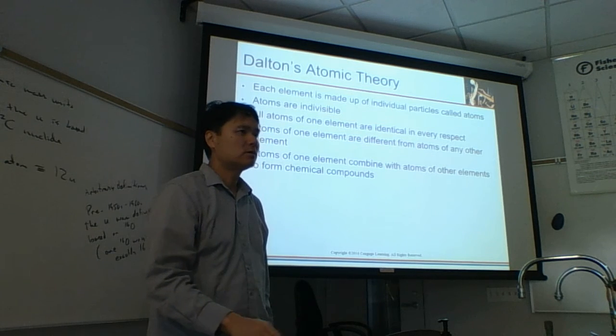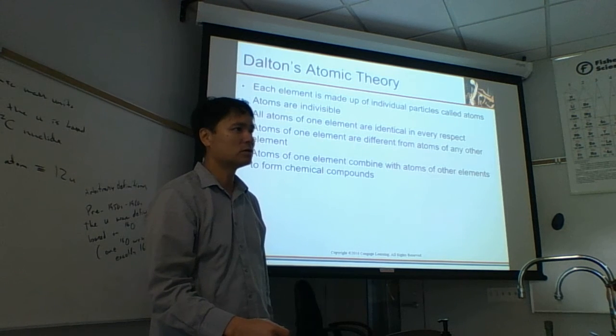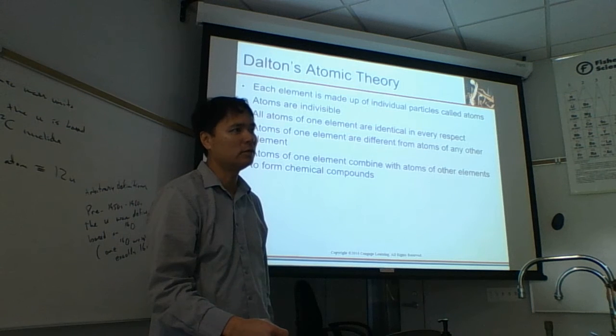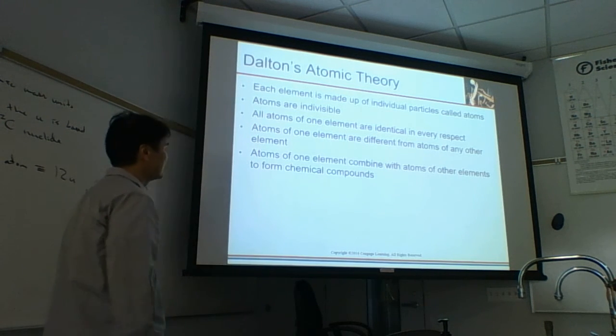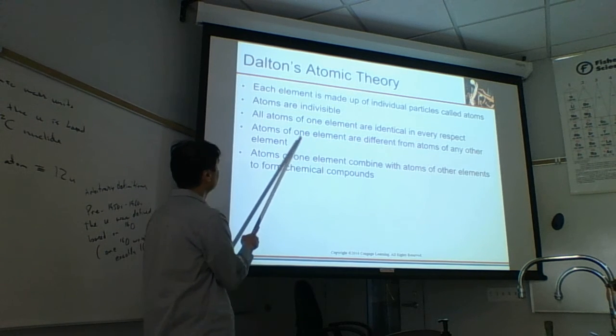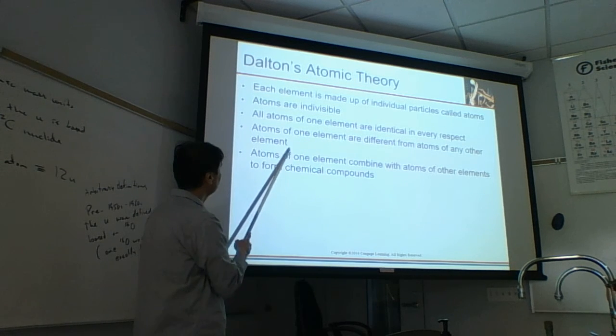For example, if you try to split a carbon atom into smaller pieces, you can. You can split it into protons, neutrons, and electrons, but do those protons, neutrons, and electrons behave like carbon-12? No. They lose the chemical or physical properties that identified it as the element carbon. Atoms of one element are different from atoms of any other element.